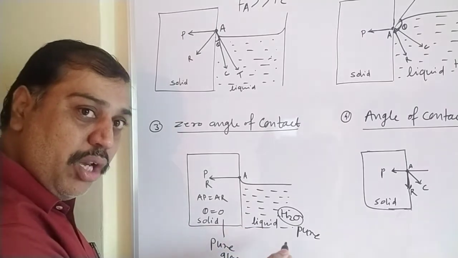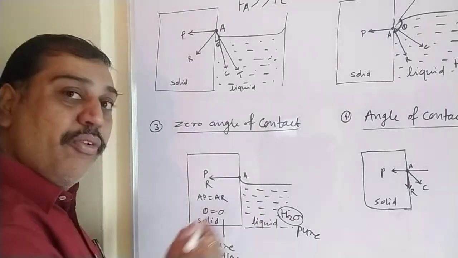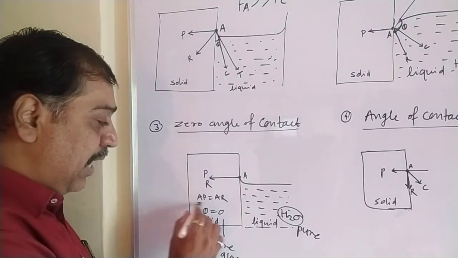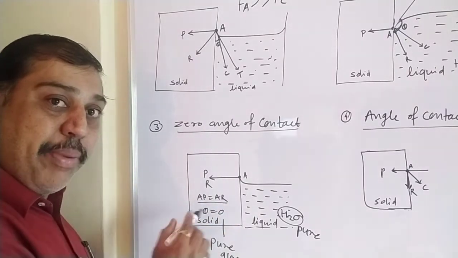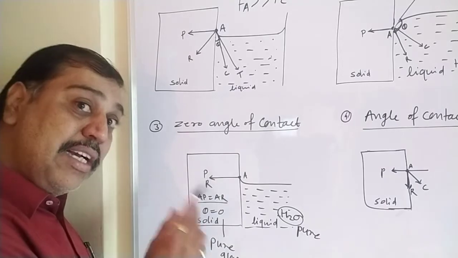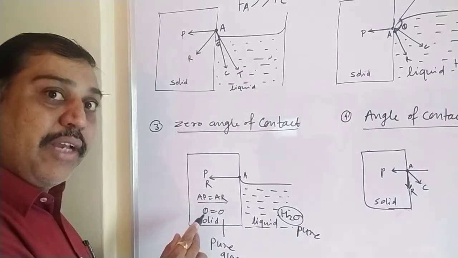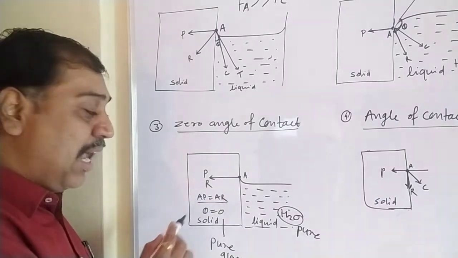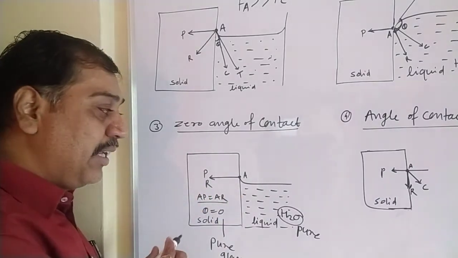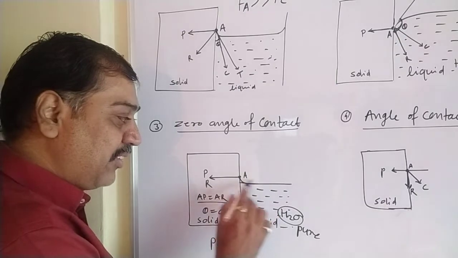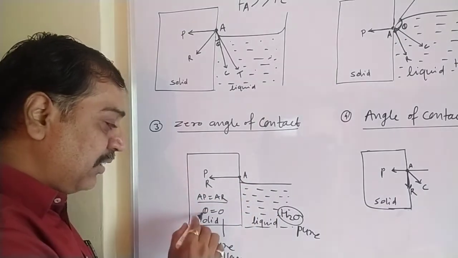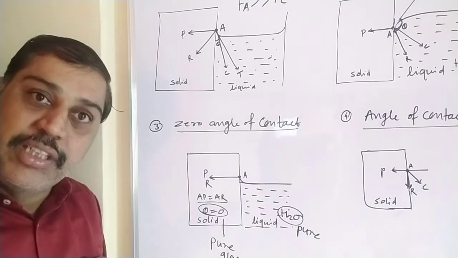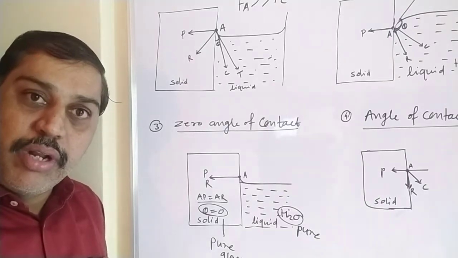If you take pure water with pure glass, the cohesive forces are negligible and adhesive forces are very strong, so we can write AP equal to AR. AP is for adhesive forces, and that itself is the resultant, so you can get the idea of how strong these adhesive forces are. That's why you find the angle of contact here is exactly parallel to the surface. If parallel to the surface, theta equals 0, and the angle of contact is 0 for such a pair, like pure water and pure glass.